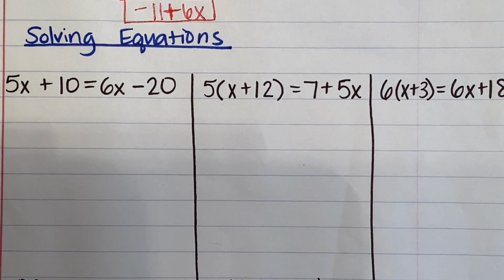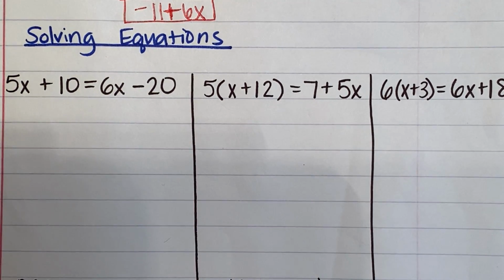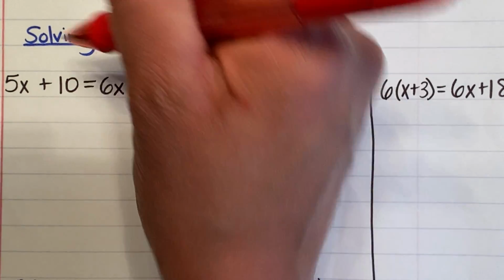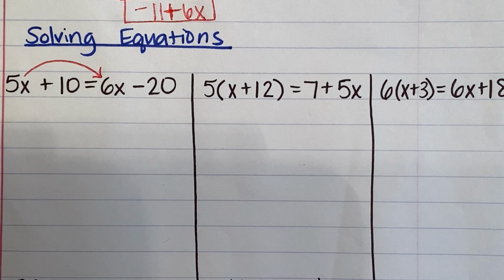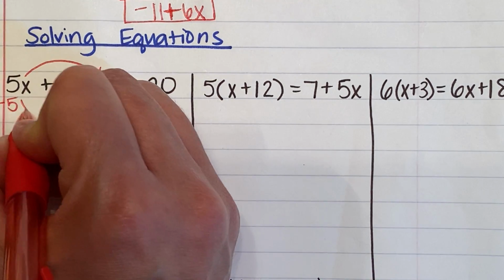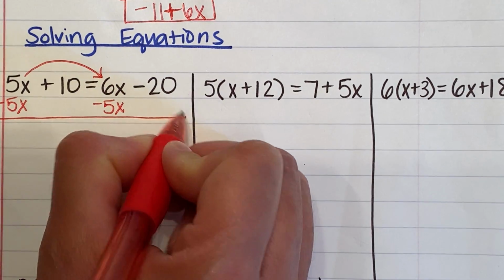So first thing I want to do is move my variable. It doesn't matter which side you move your variable. You can move your variable to the left, you can move it to the right. It doesn't matter which way. I will just go ahead and move my variable to the right to see what happens. All right, if I'm going to move my 5x with positive 6x, that's going to keep my variable positive. So I would need to subtract 5x from each side, subtract 5x to keep my equation balanced.